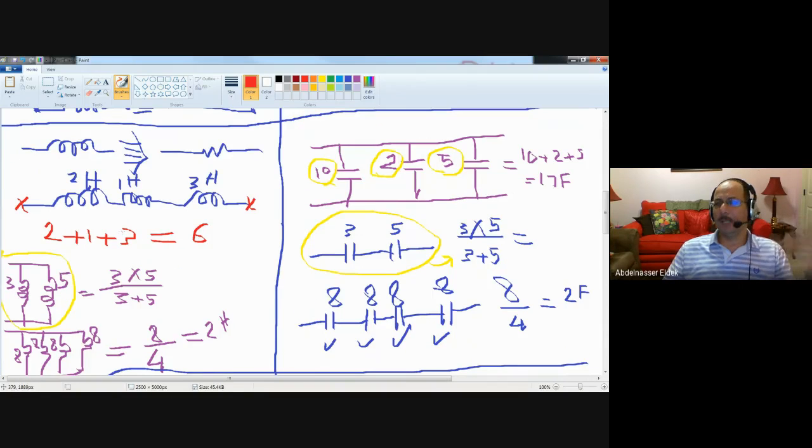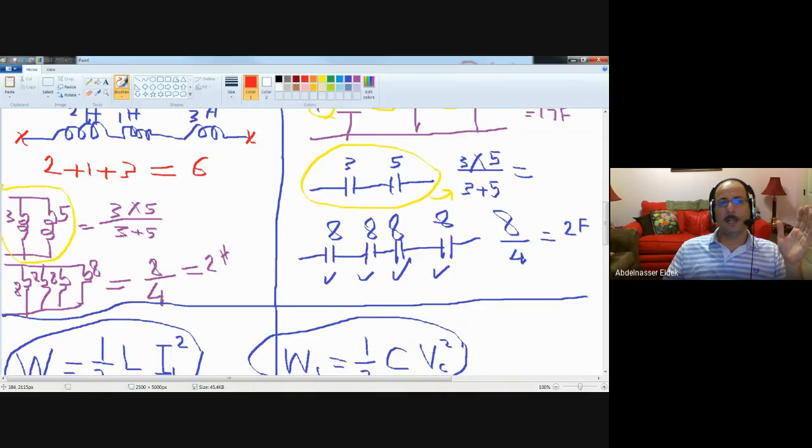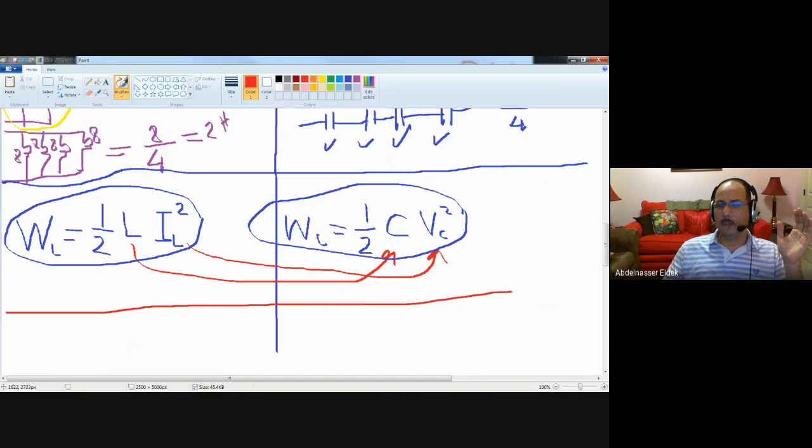And if you have multiple inductors or multiple capacitors, how do you deal with them? For the inductor, they are exactly the same as resistors. For the capacitors, they are opposite to them. Okay. And the last thing here is what is the amount of energy stored in the inductor and what is the amount of energy stored in the capacitor. So let me stop here and then we'll continue next time.